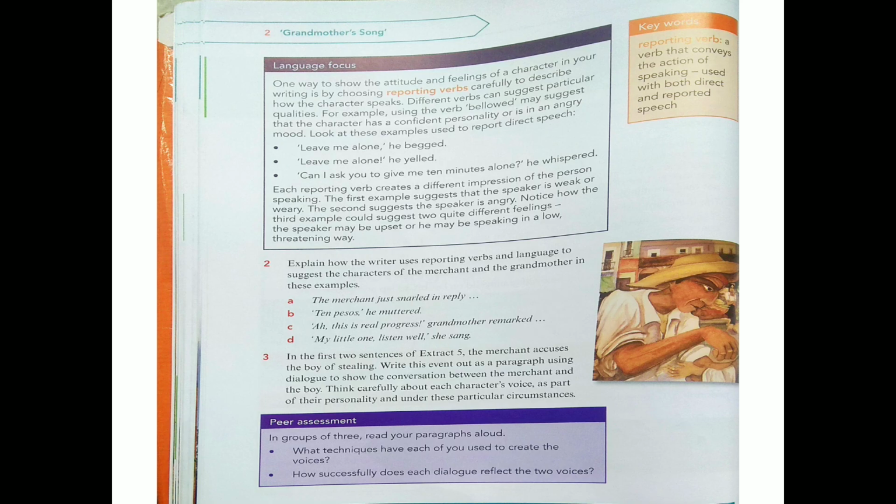Now, what is the reporting verb? The reporting verb is a verb that conveys the action of speaking, used with both direct and indirect or reported speech. Remember, we've used this instead of said, right? Mr. Ram said, or Mr. Ram screamed, Mr. Ram shouted. See, all these reporting verbs show you the mood of the speaker or what kind of a person he is, right? So, there you have three examples.